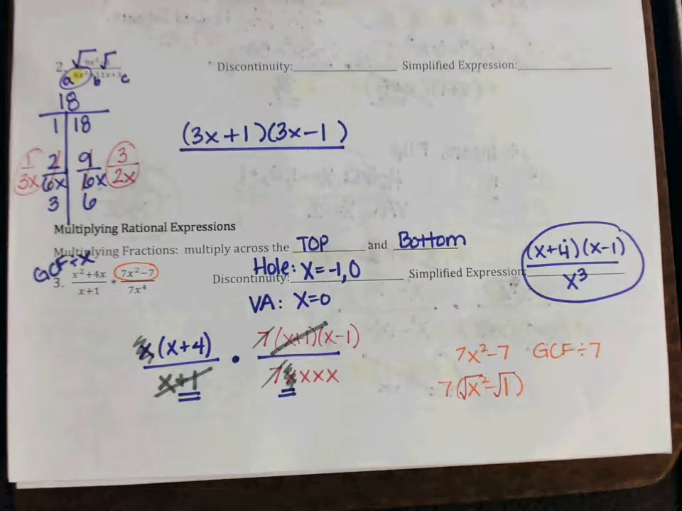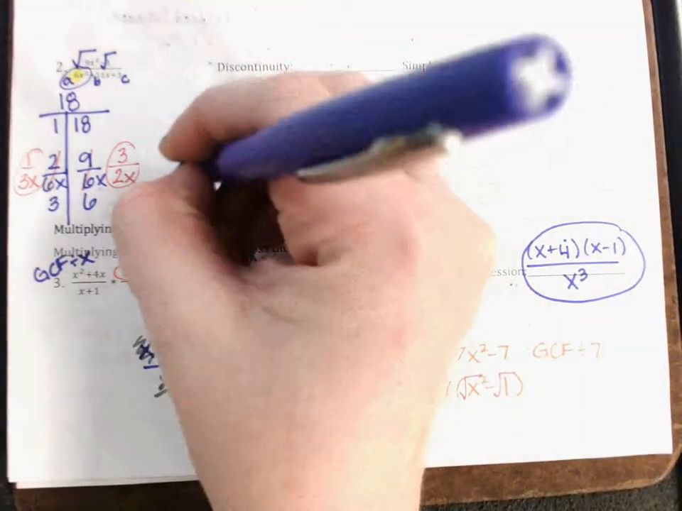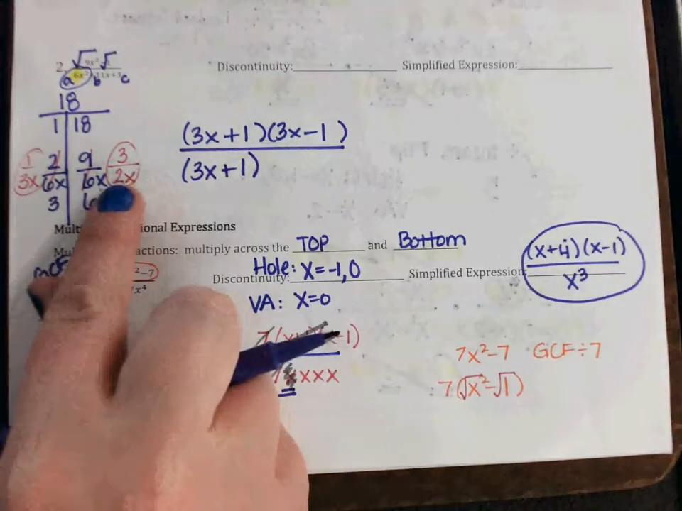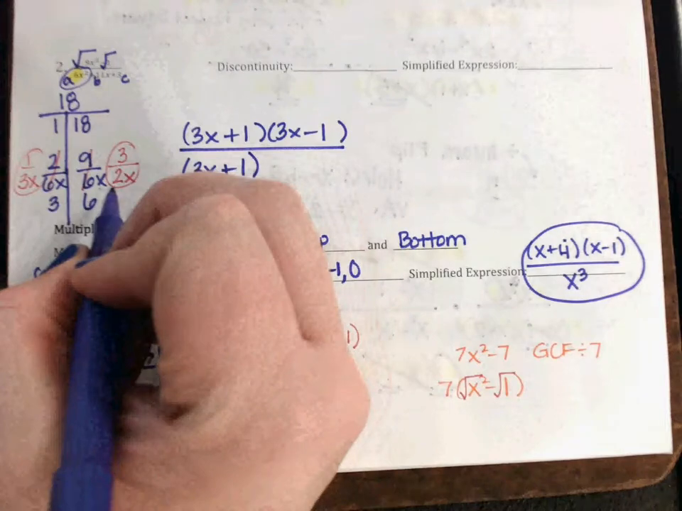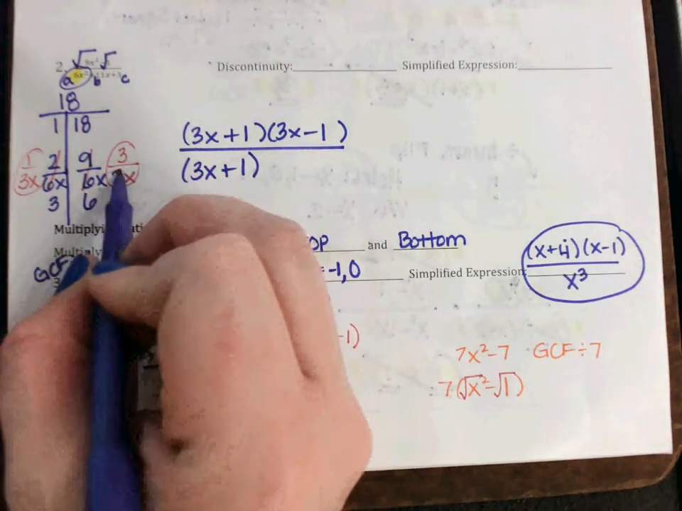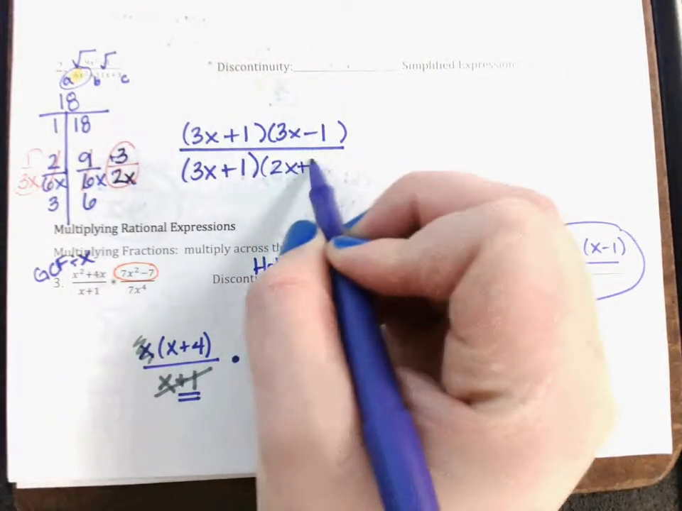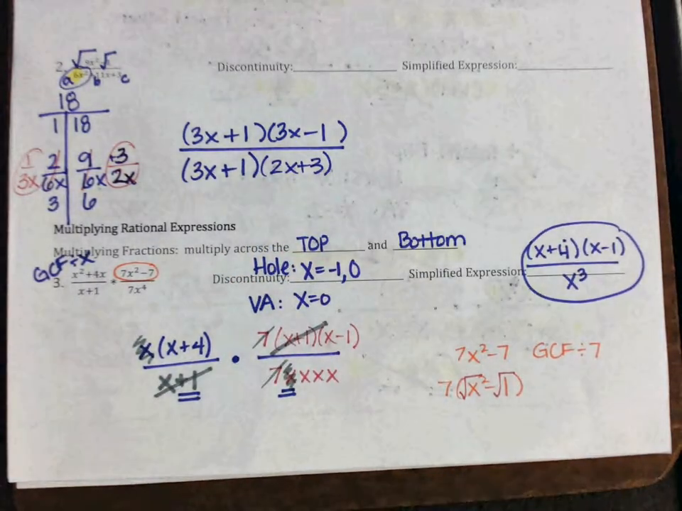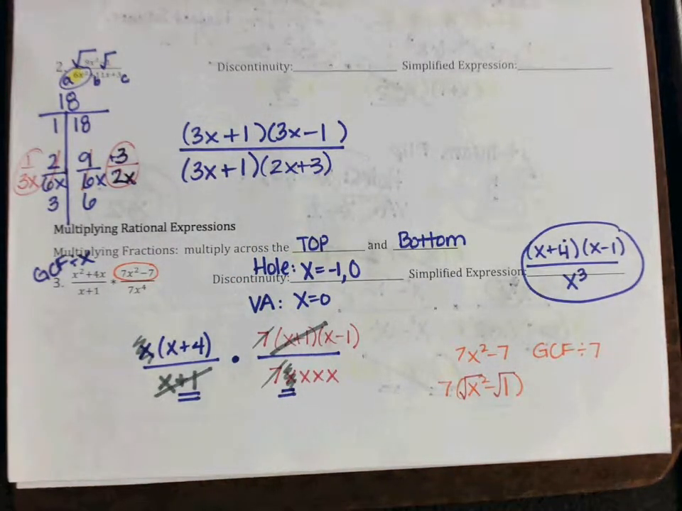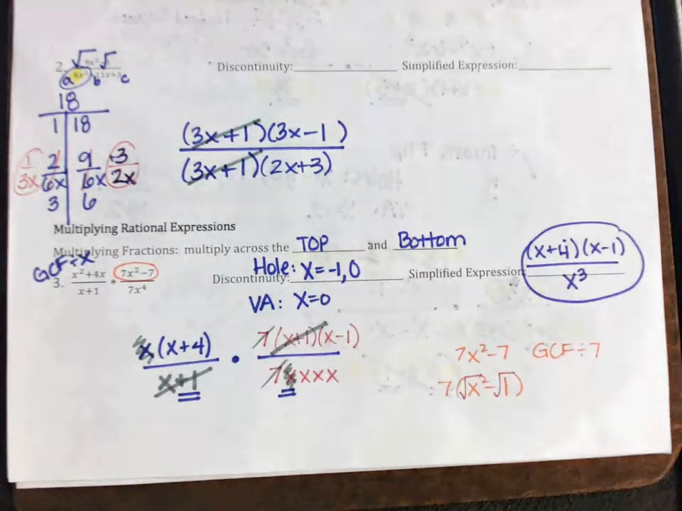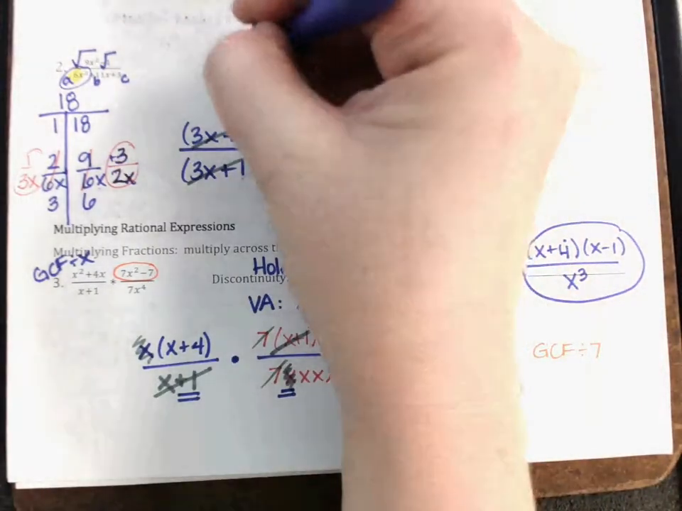So my first factor is going to be 3x plus 1. Remember, you go bottom to top. And what would this factor be? 2x and then plus 3. Good. Okay. Then I look to see if anything can cross out. I see my 3x plus 1s are going to cross out. That's going to create a hole in the graph.